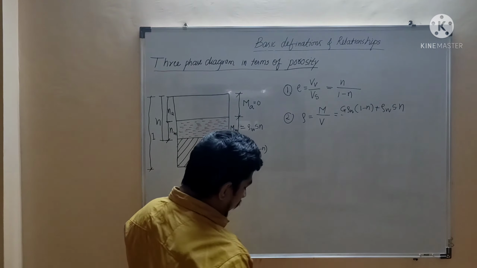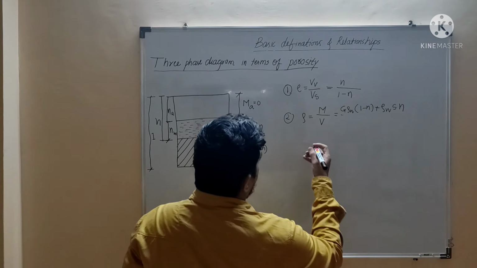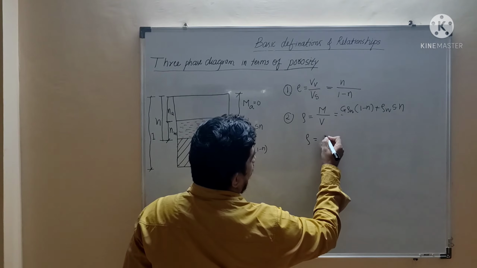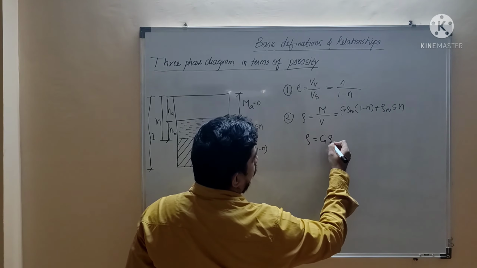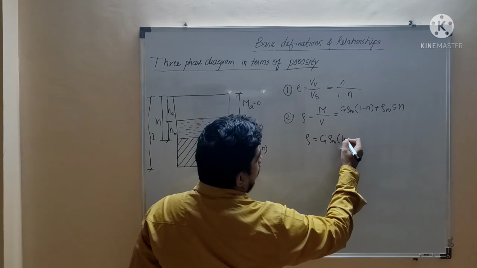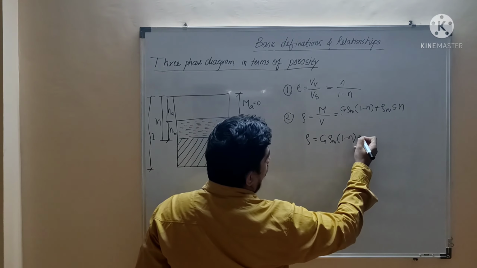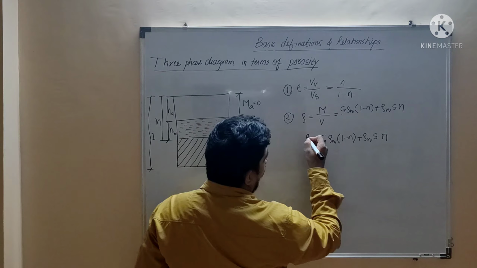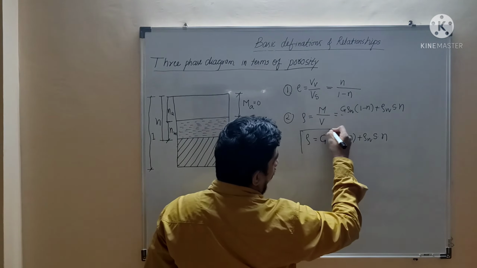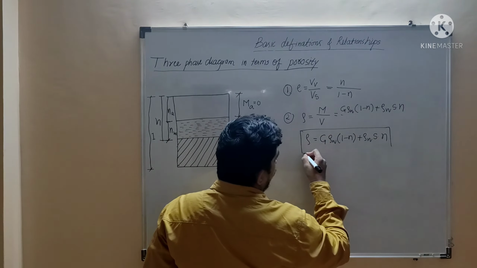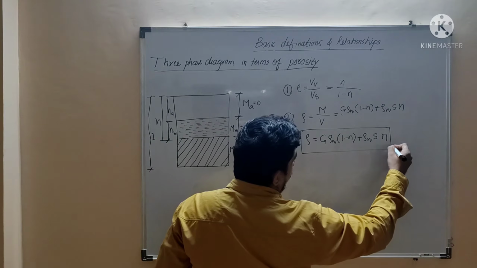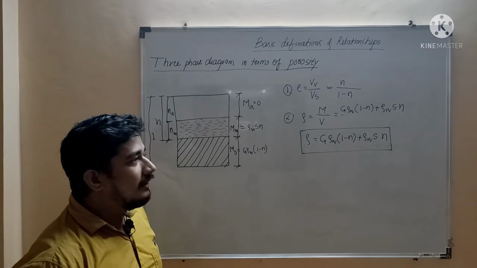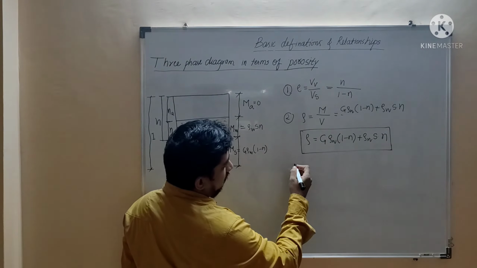So we got rho is equal to G multiplied by rho w into 1 minus n, plus rho w into s into n. This is the formula for soil density.